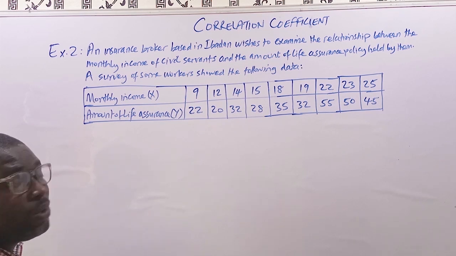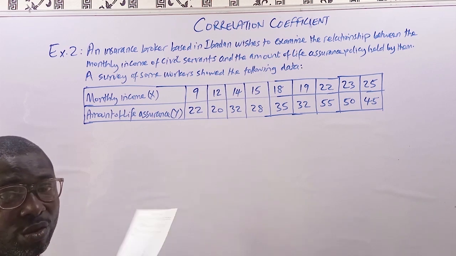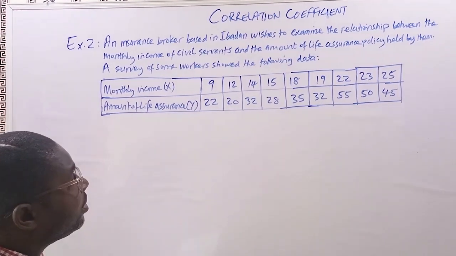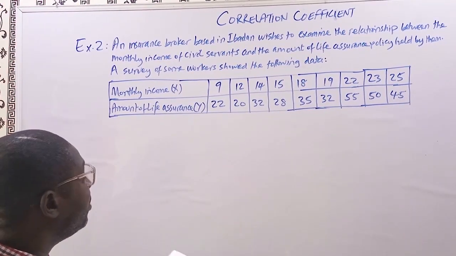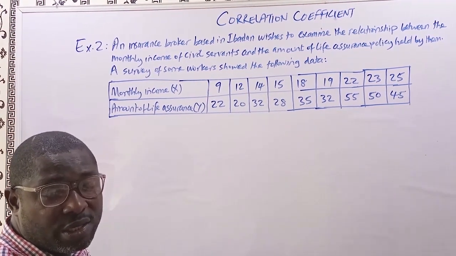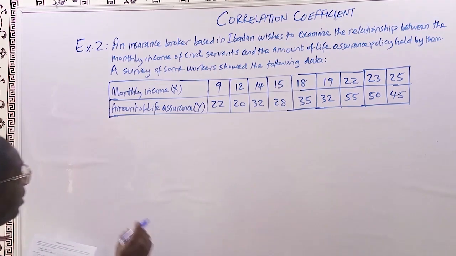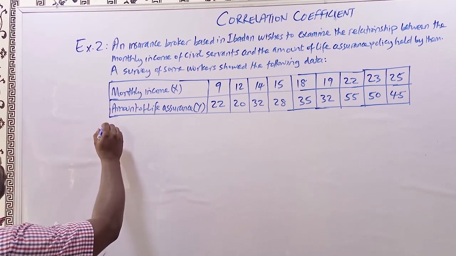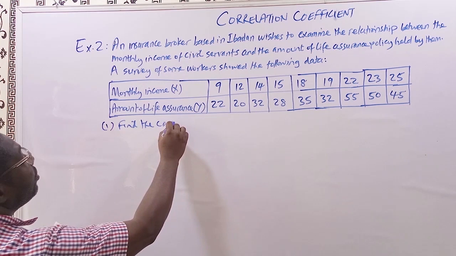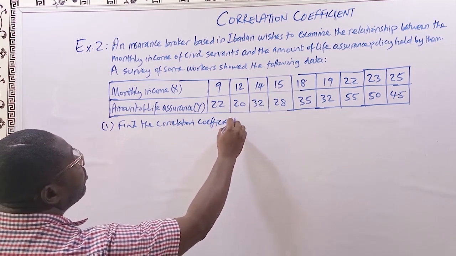Now, take note that when we're talking about correlation, we are talking about relationship. And to calculate the correlation coefficient of these data, we will need just 3 columns in the table, which we are going to draw very quickly. Number 1, find the correlation coefficient. That's the first thing we need to find.